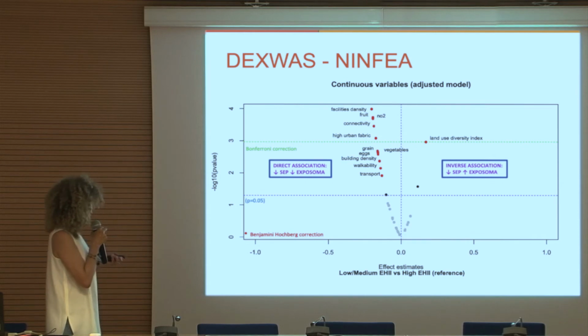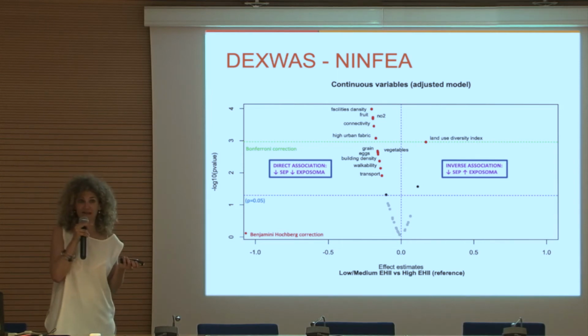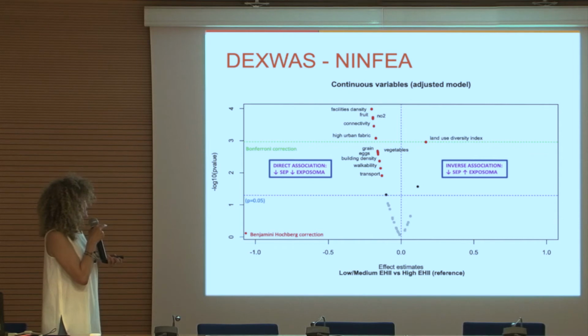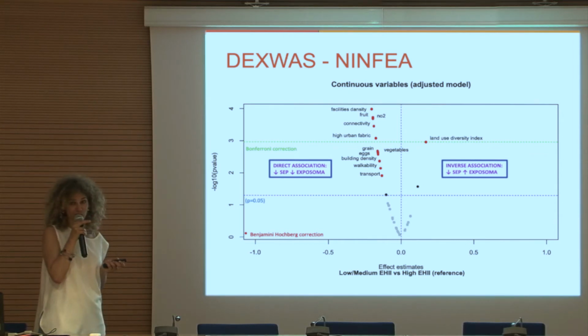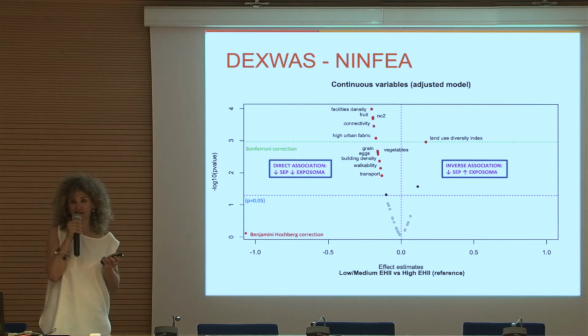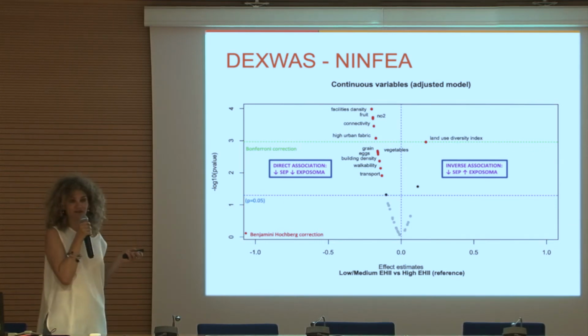This is a volcano plot, so on the x-axis we have the effect estimates. We have dichotomized the income indicator as low, medium income versus high income, so the reference is the high income. And here we have the log p-value. On the left side of this plot, we have those variables for which we observed a direct association. So the lower the income, the lower the level of these exposome variables, while here we have the inverse association.